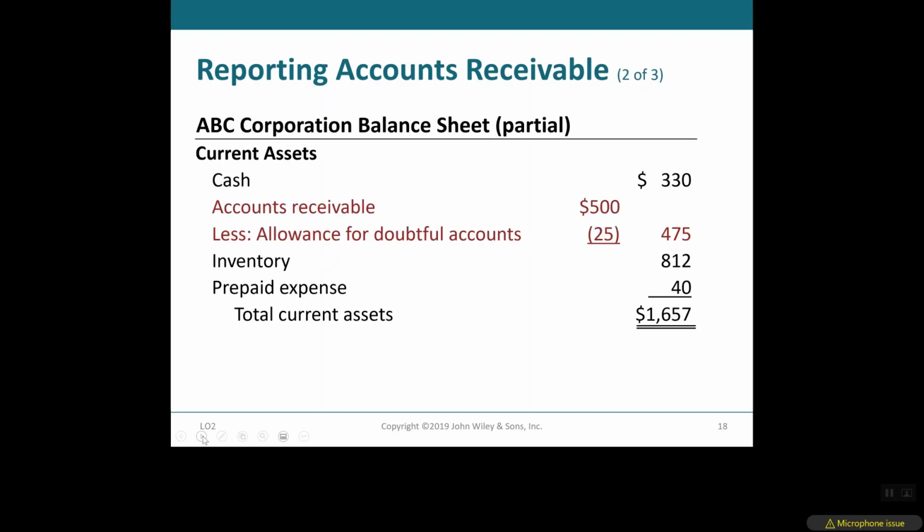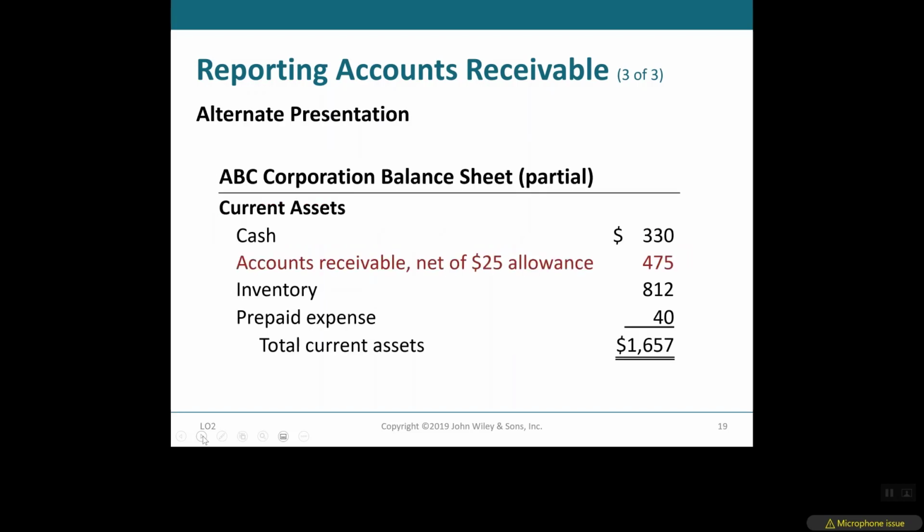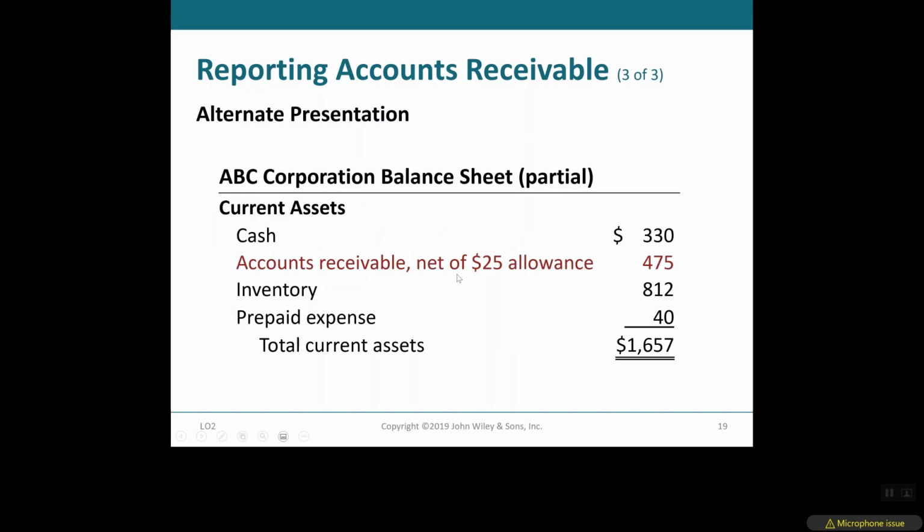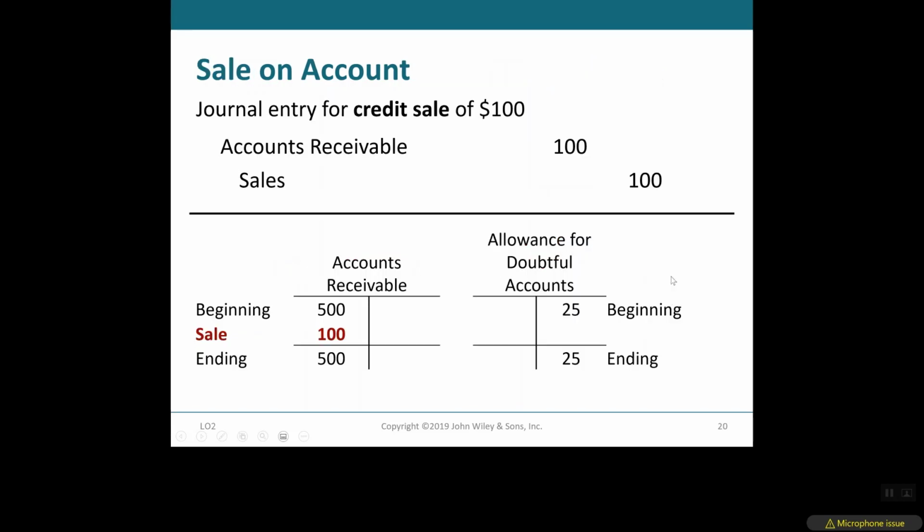When we report this on our balance sheet to get it at the net realizable value, we deduct the allowance for doubtful debt from the accounts receivable, and that gives us the net. We can either do it this way, where we have the 500 and take out the 25 to give us 475, or we can just net it out and show that we're net of $25, to give us the same amount of 475.